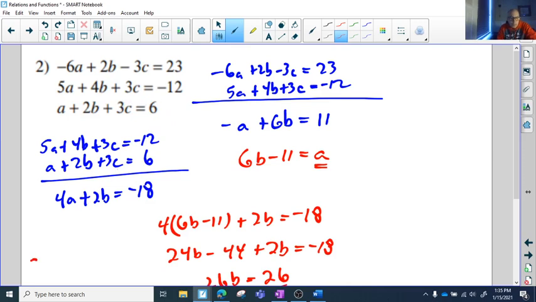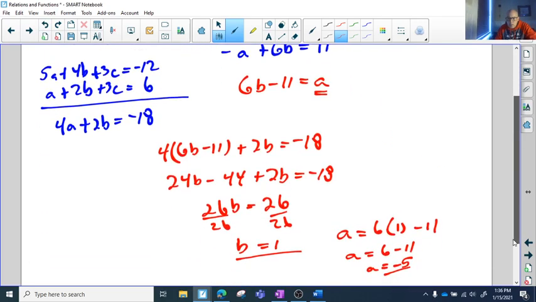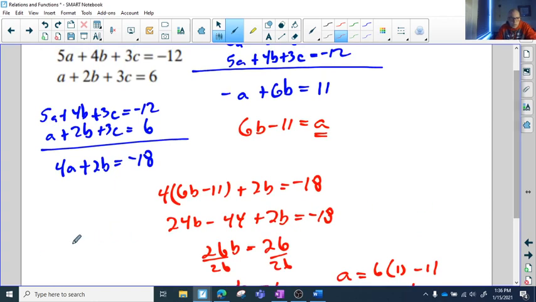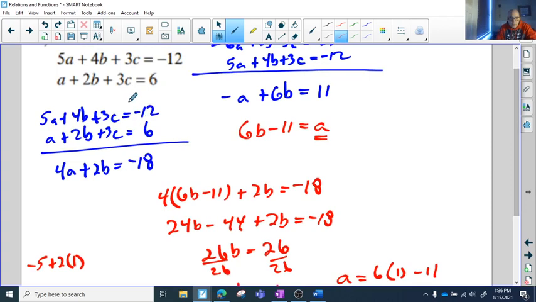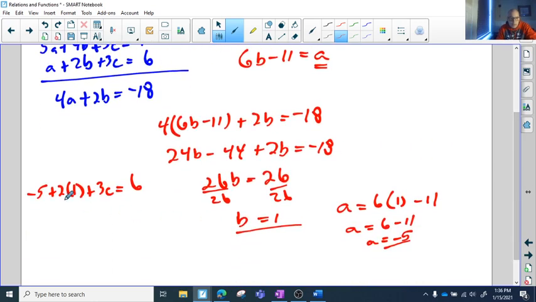So it's a. Actually, no, I already know a, don't I? I just did a. So a is what number? So a is negative 5 and b is 1. So a is negative 5 plus 2 times b, which is positive 1. So a plus 2b plus 3c has to equal 6. So this leaves one unknown, just the c. We should now be able to solve for c.